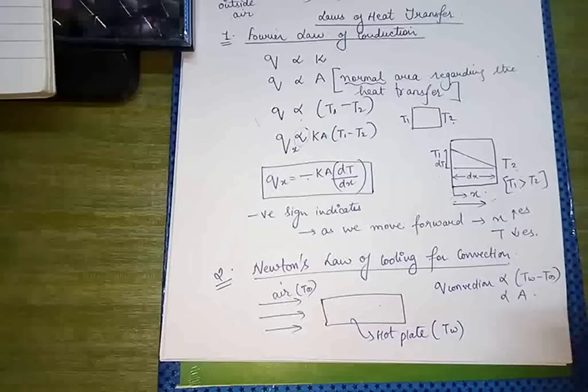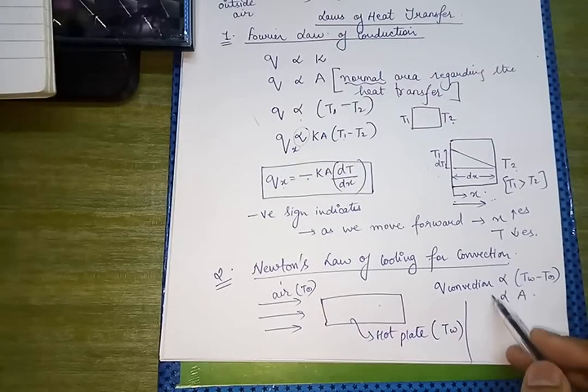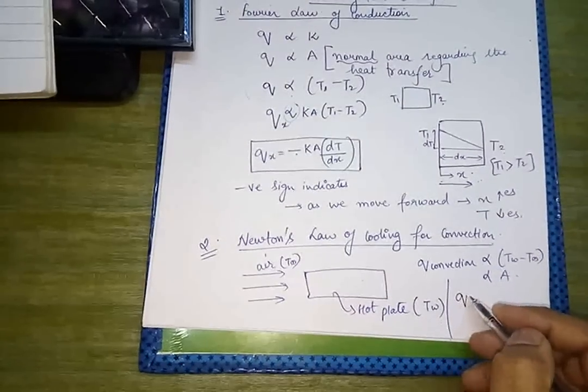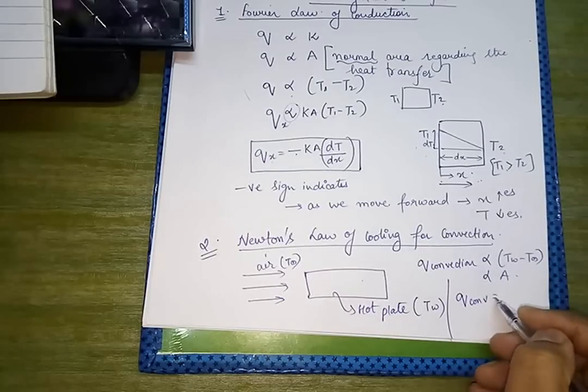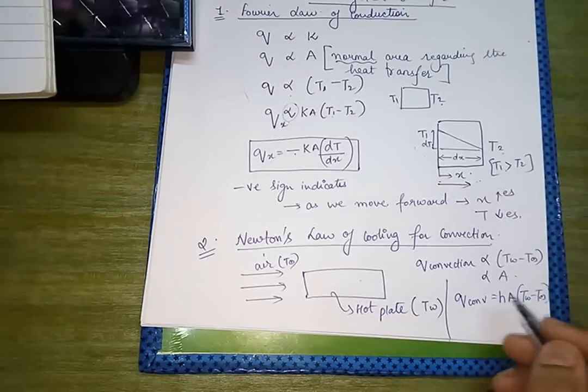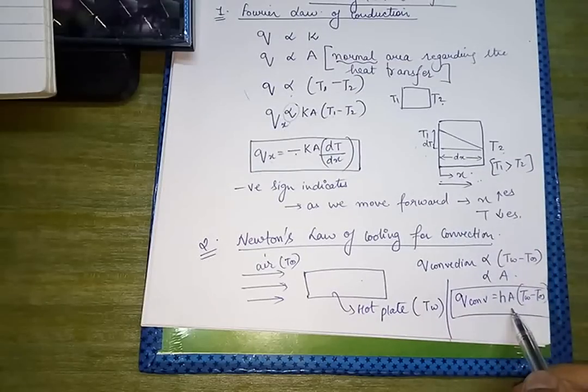Okay, and it was directly proportional to area also. So if we remove this proportionality sign, we will have a constant. So Q convection equals h A (T_w minus T infinity). This is actually Newton's law of cooling.